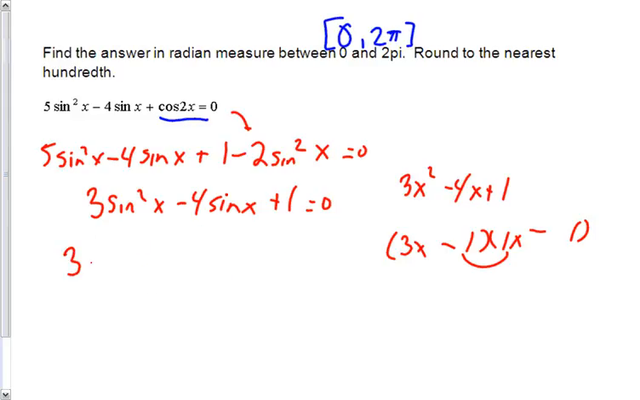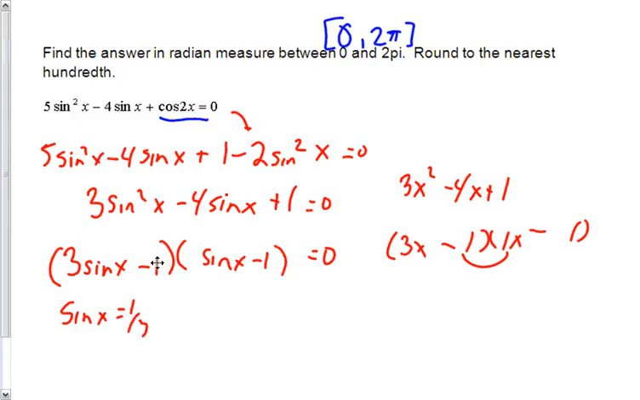I have 3 sine of x minus 1, and my other one is sine of x minus 1 equals 0. All right, so I can solve. I get sine of x equals 1/3. Set it equal to 0, add 1, then divide by 3. I get sine of x equals 1. All right, we're doing great.